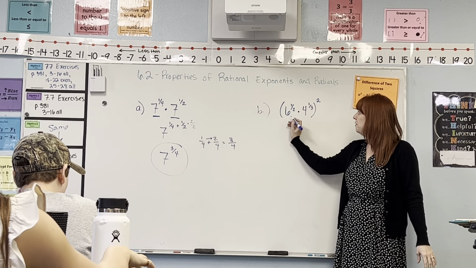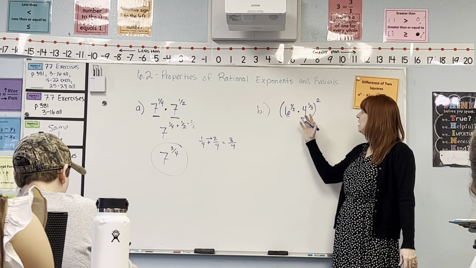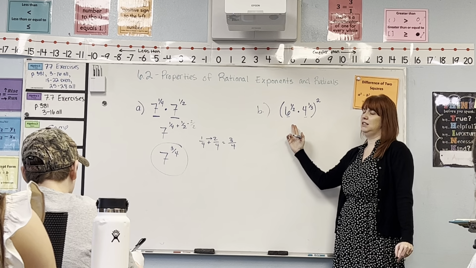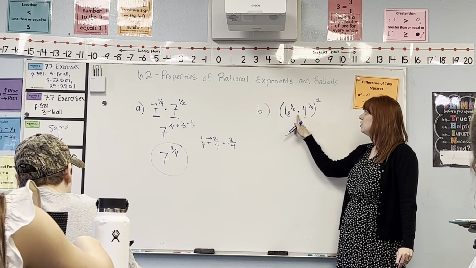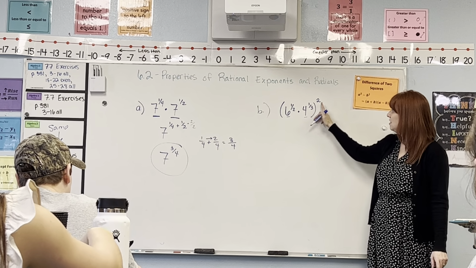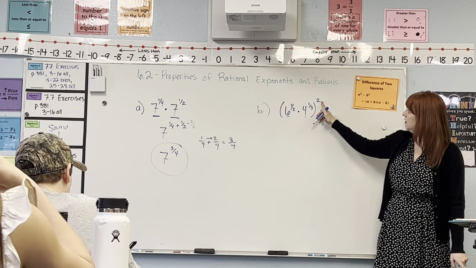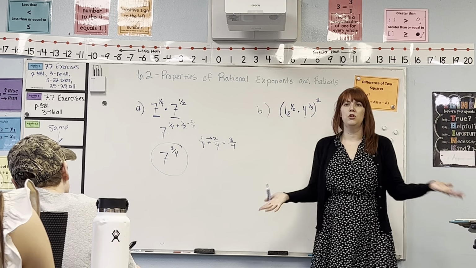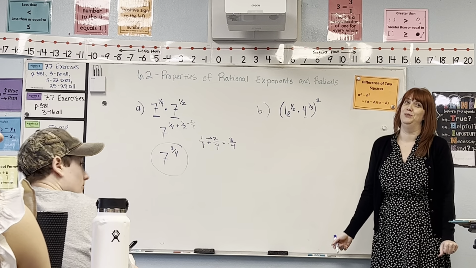In this one, we have 2 different bases here in the parentheses, so we can't combine these together. So we can't do anything there. But this is multiplication and it's in parentheses raised to this power. So what rule could we apply to this? Wait, what did you say?